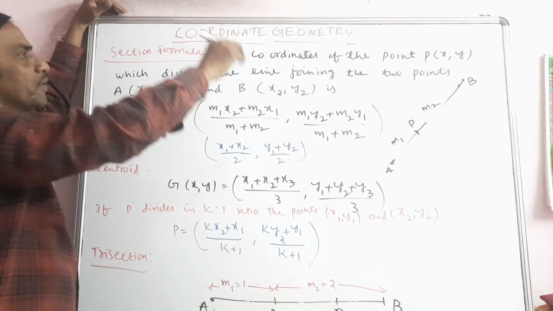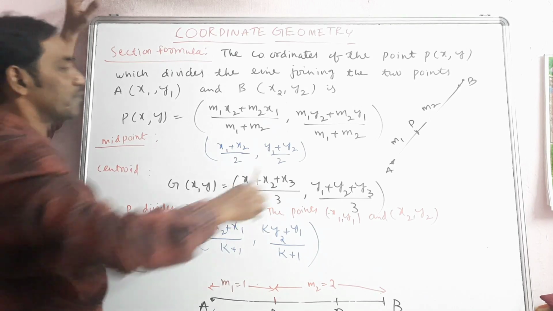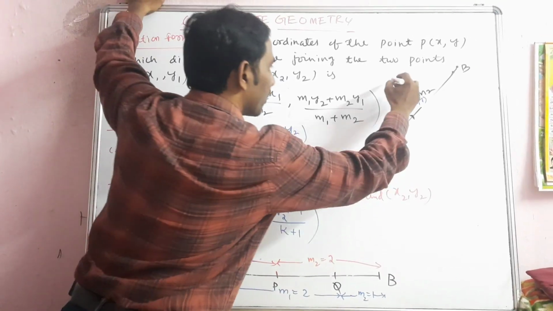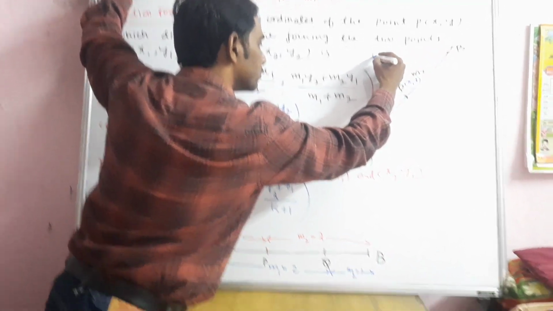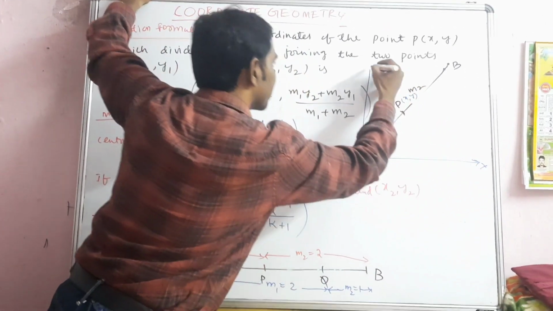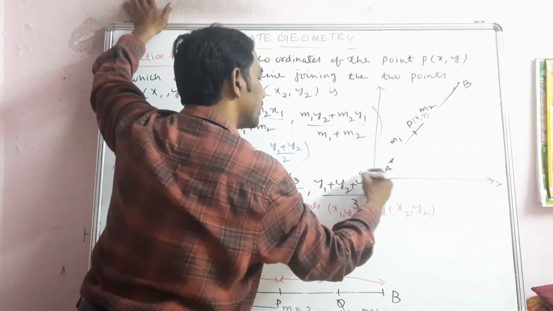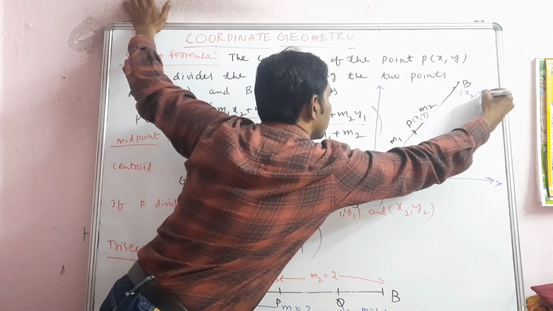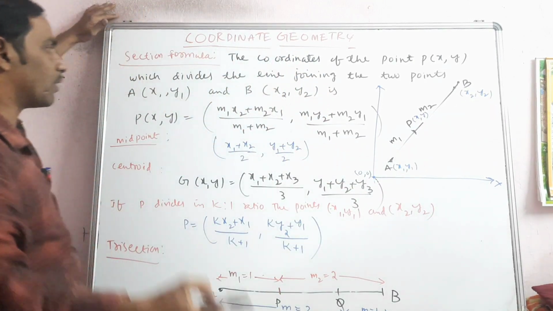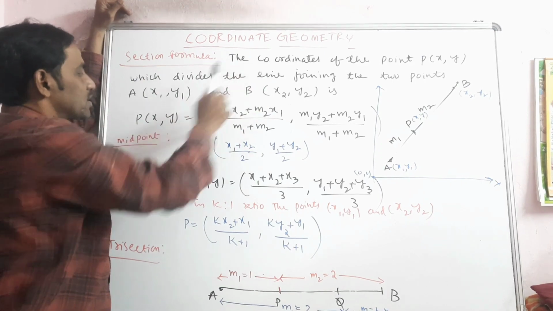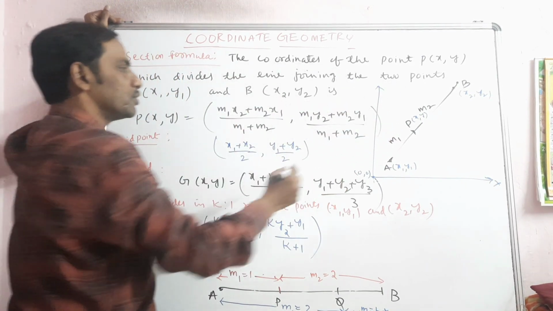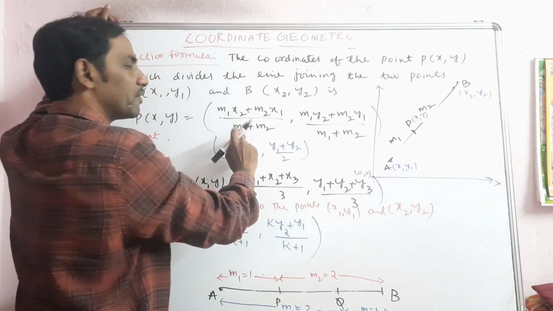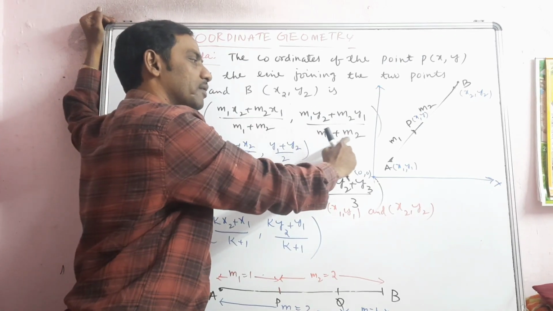Now the formula for the coordinates of the point P, x comma y. You have to imagine a coordinate system. Like this you can draw a coordinate system, where this is x and this is y. This might be the origin, and here you will have x1 comma y1 as point A, x2 comma y2 as point B, and P is x comma y. Now the coordinates of P you want, this x comma y. So you have to take the formula: x equals m1 x2 plus m2 x1 by m1 plus m2, and y equals m1 y2 plus m2 y1 by m1 plus m2.